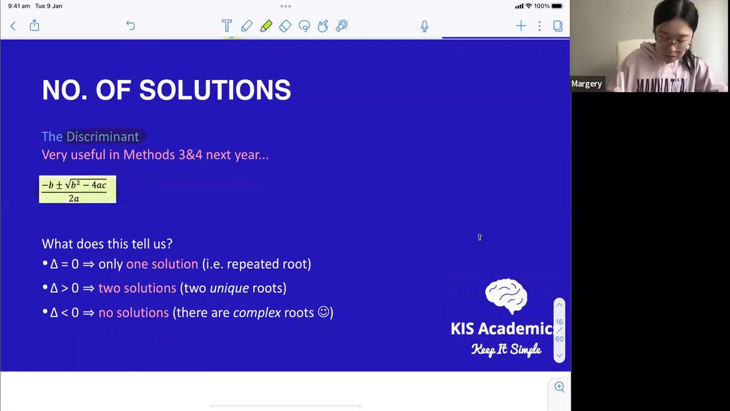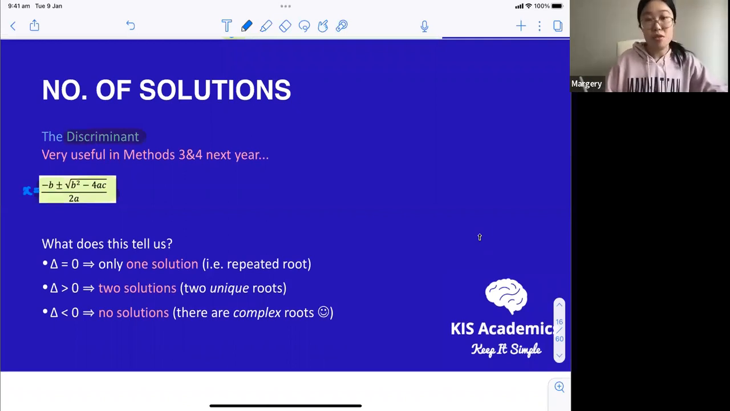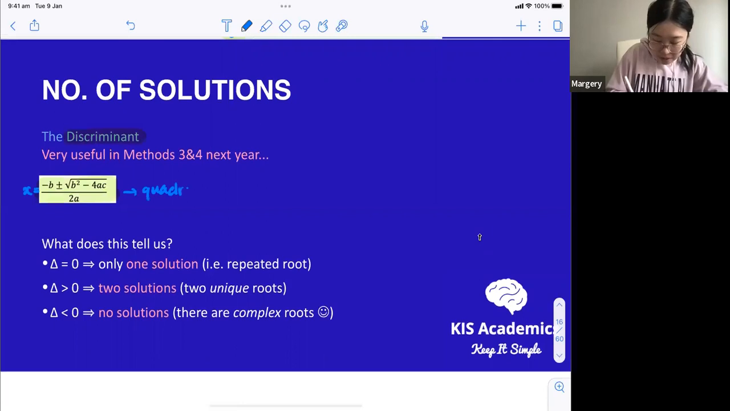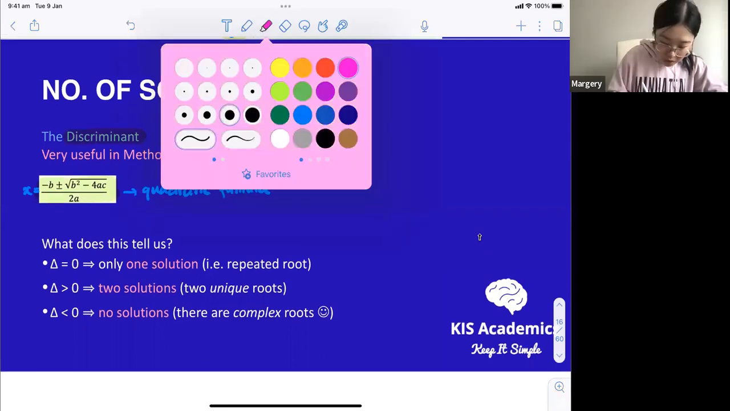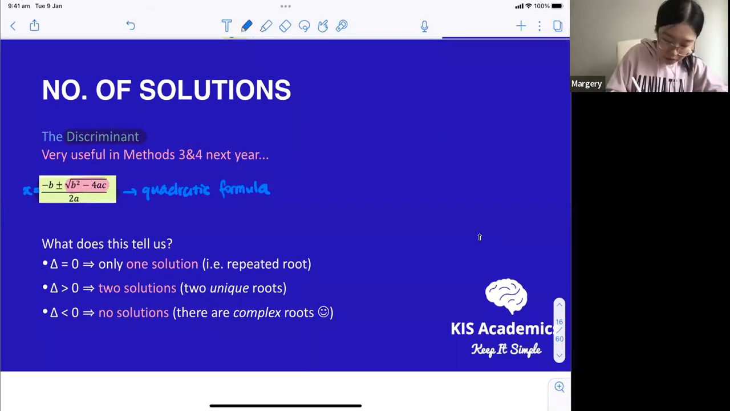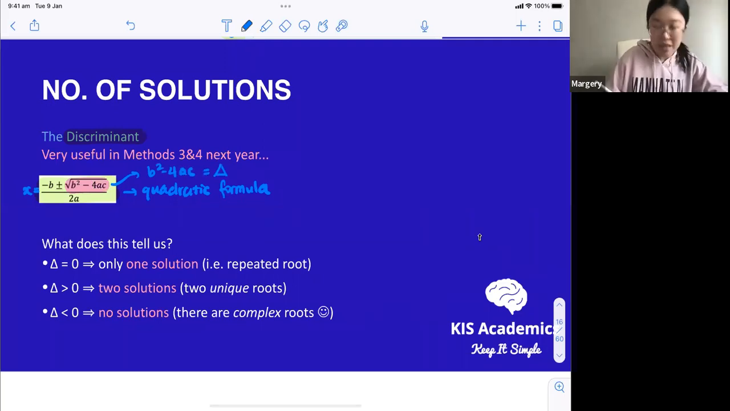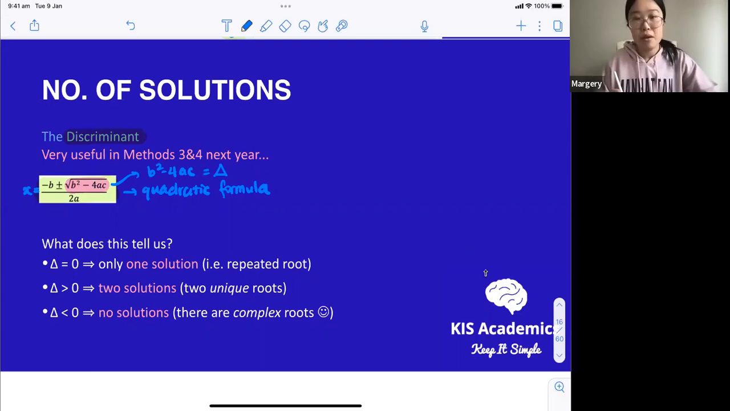So the discriminant here, this is our quadratic formula when we solve for our x. Our discriminant is the term inside the square root. So this in here, the b squared minus 4ac, that's our discriminant. And we represent the discriminant with a kind of triangle over here.